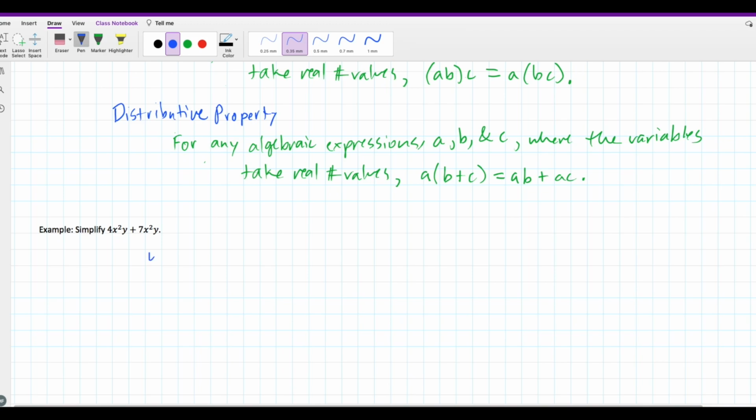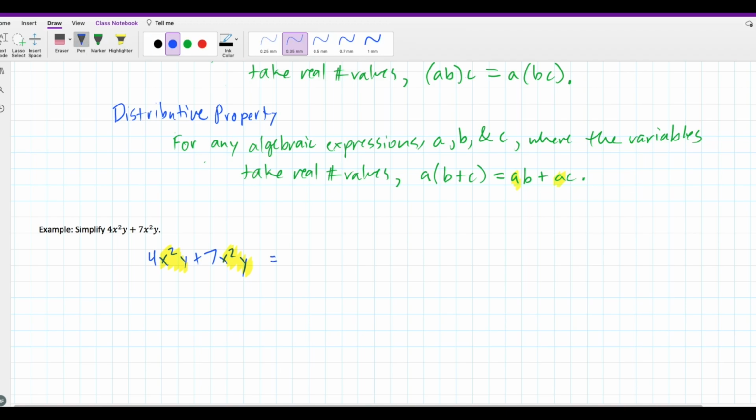So let's look at this particular example. So we have 4x squared y and 7x squared y. What I'm going to point out here is that we have this expression that's in common in both of these terms. Okay, that's like these here. So technically, if we wanted to use the distributive property as written, we want those written first.